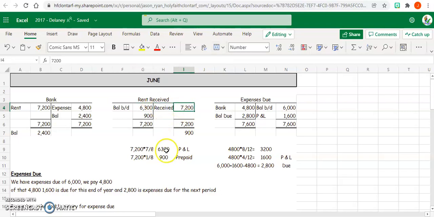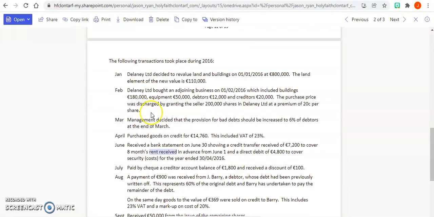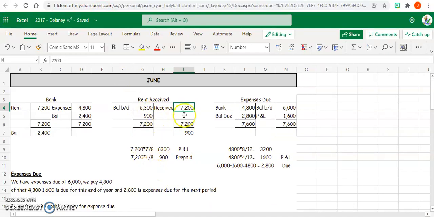So of that rent received, 7 months is for this period because we got it on the 1st of June and it's for 8 months. So if we look at the question here, rent received on the 1st of June, so we got June, July, August, September, October, November, December. So 7 months and 1 month's prepaid. So of that 7,200, we get 7/8, which is 6,300. That's the figure that goes into your profit and loss account. And then your prepaid figure is going to be 900.